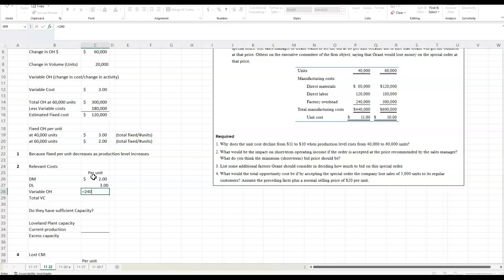Our variable overhead is 240,000. Oops, nope, it's not. Because remember, this 240 includes some fixed costs. What's our variable overhead? Our variable overhead is this $3 per unit. So our total variable cost is $8 per unit. That $8 per unit is the minimum amount we would accept, because all we have to do is cover our variable cost. What would we ask ourselves?